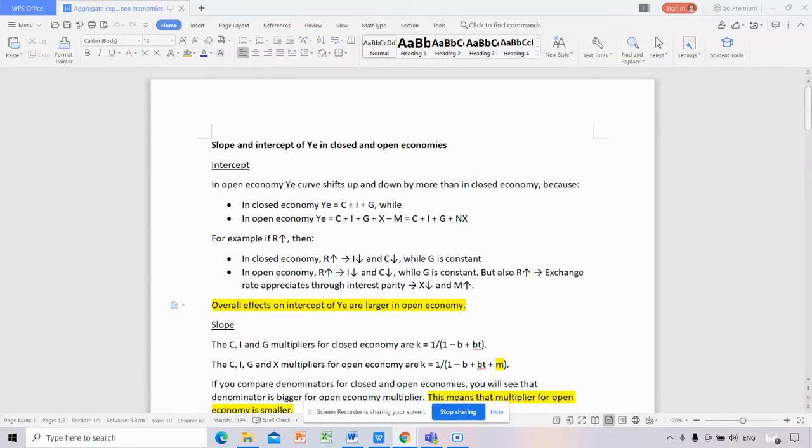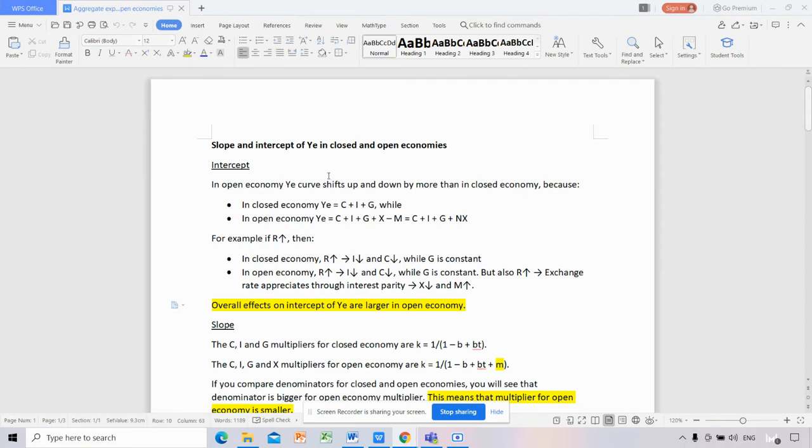Okay, hello again. We'll talk about multipliers and other variables in closed and in open economies. We'll make a comparison. This is the file that was corrupt and many students could not watch it because my voice was disappearing. So let's first look at intercept in closed and in open economy. Then we'll look at the slope in closed and in open economy and at other things as well.